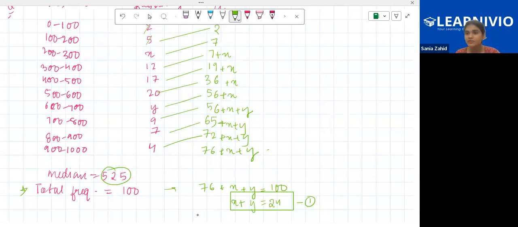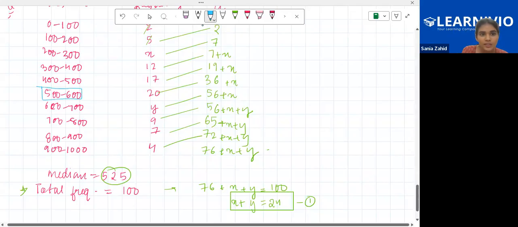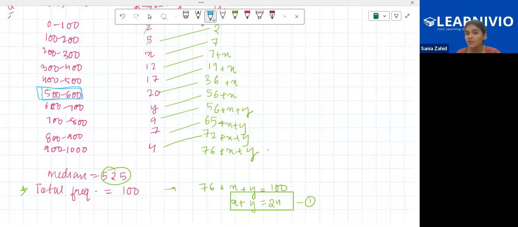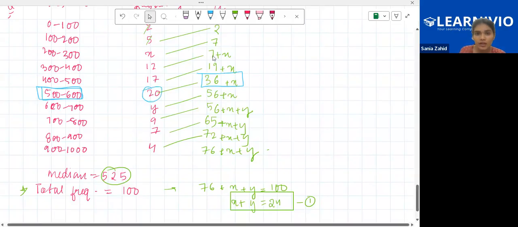Between 500 to 600. Exactly. So this is your median class. Now, if this is the median class, you know L is 500. What will be the cumulative frequency? Cumulative frequency will be 36 plus x, the one just before this class. And what will be the frequency? 20. So now can I use my formula?